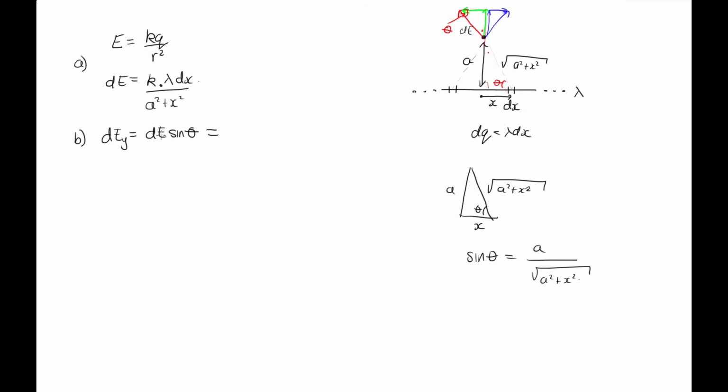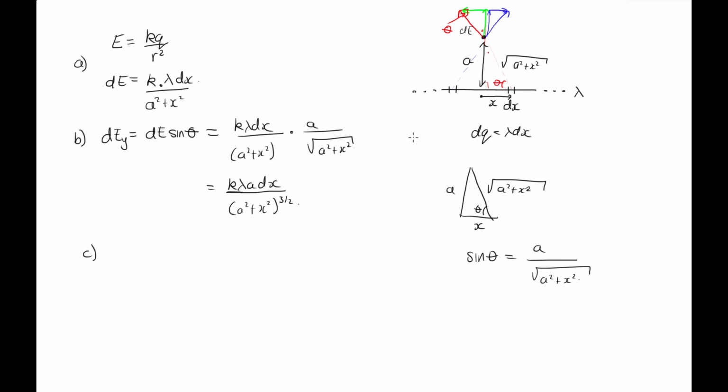So let's substitute in for dE. We've got k lambda dx over a squared plus x squared. For sine theta, we've got a over the square root of a squared plus x squared. So we can write this as k lambda a dx divided by, when we multiply these together, we'll end up with a squared plus x squared to the power of 3 on 2.